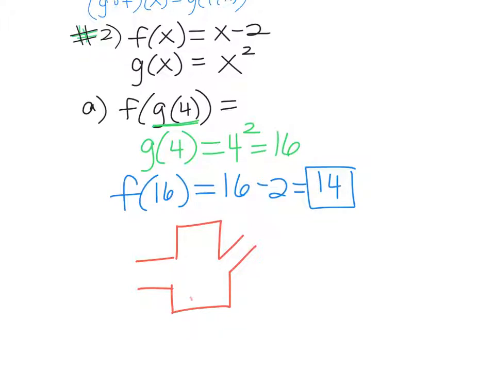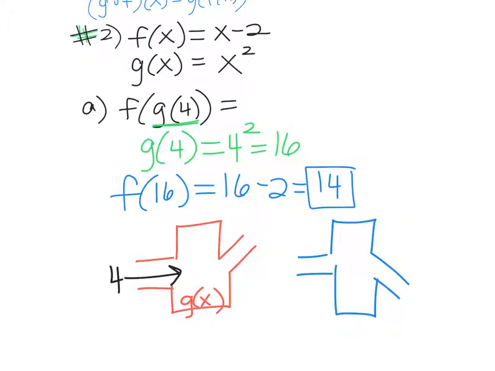Let's say this is G of X. Okay, this is a function machine. And then let's say that F of X is over here. It's a different machine. It's going to shoot out this way or something. I don't know. Okay. So what's happening here is the number 4 is going into the function G, and it gets mixed around. Function G is a squaring function. So what happens is the output is 16.